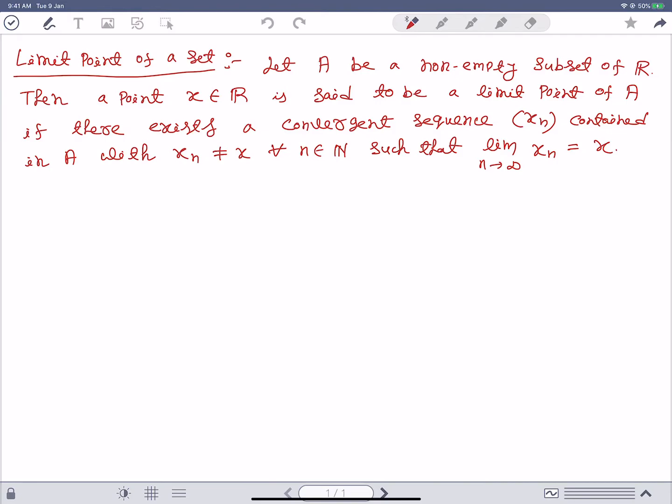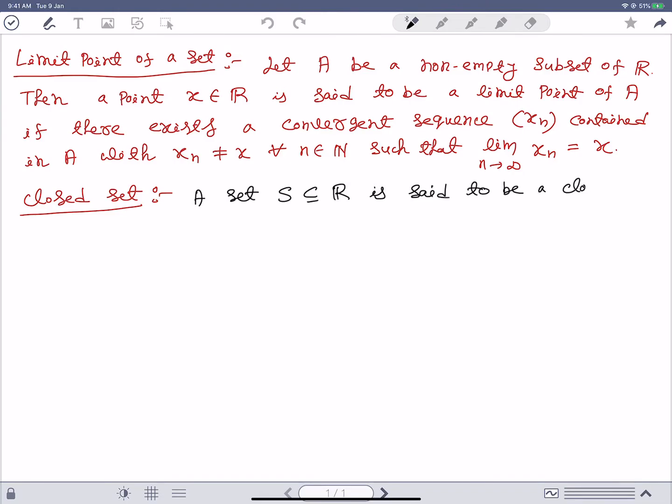Now by using this limit point of a set, we can define closed set. So first we define closed set and then we shall see some examples. So let's write the definition of closed set. A set, say a subset of R, is said to be a closed set if S contains all of its limit points.